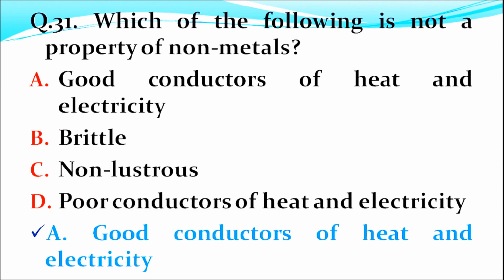Which of the following is not a property of nonmetals? Option A good conductor of heat and electricity, option B brittle, option C non-lustrous, option D poor conductor of heat and electricity. Option A, good conductor of heat and electricity, is not a property of nonmetals. Option A is correct.